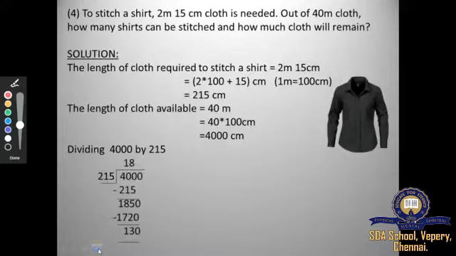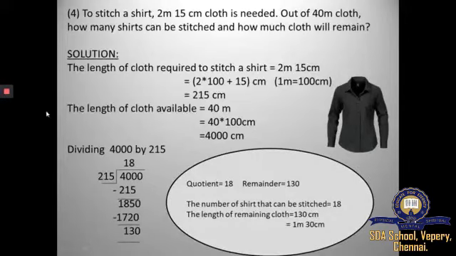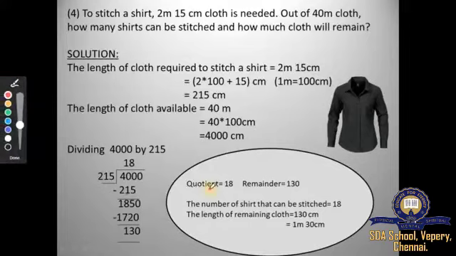215 ones are 215. So when you subtract, you will get 1850. 215 eights are 1720. So when you subtract 1850 and 1720, you will get 130. So you will get the quotient as 18 and the remainder as 130.